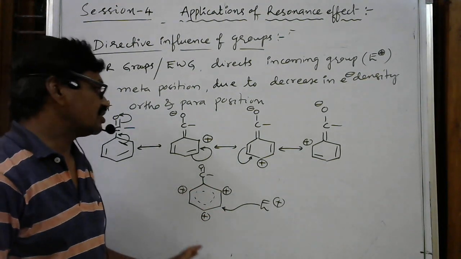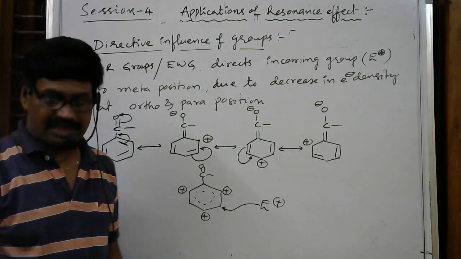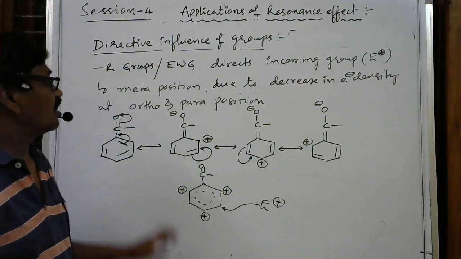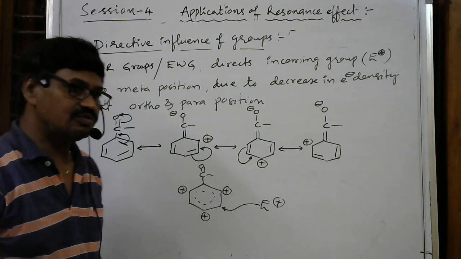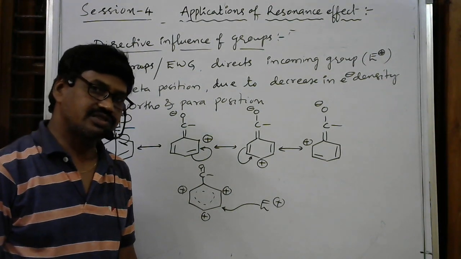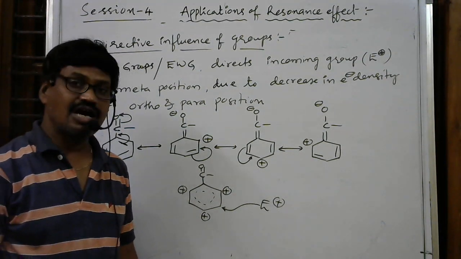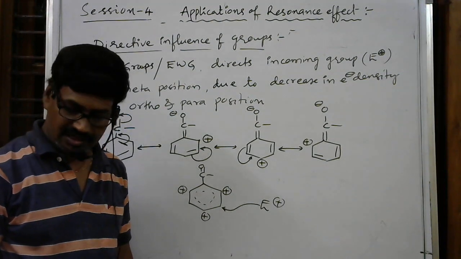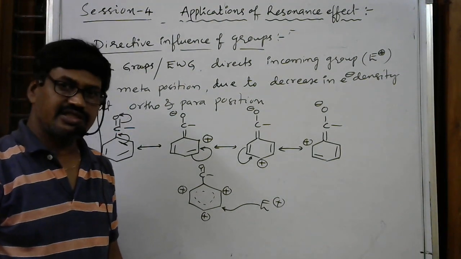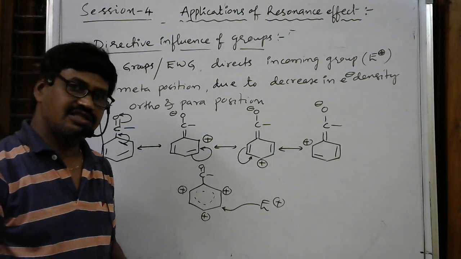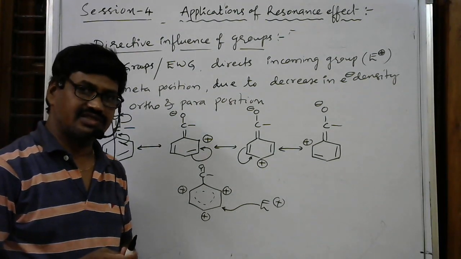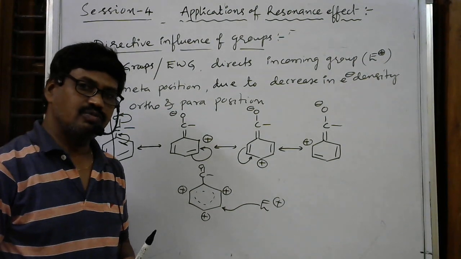This is the reason. So this is about the directive influence of different groups, electron releasing groups or electron withdrawing groups. These are the applications of the resonance effect. Next, we have the concept of hyperconjugation, which we will discuss in the next session. Okay, thank you. Stay home, stay safe.